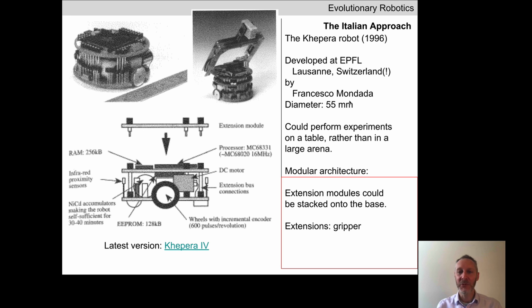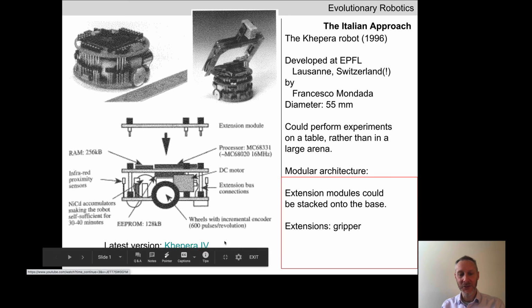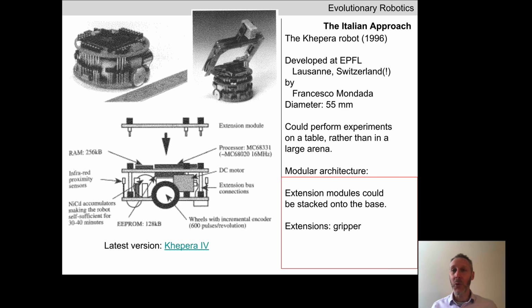Okay, Professor Mondada used the Khepera robot, which you see here. It's got a diameter of 55 millimeters, so it's basically a hockey puck. There's a link to a YouTube video here. You can see the latest version of this robot, the Khepera 4.